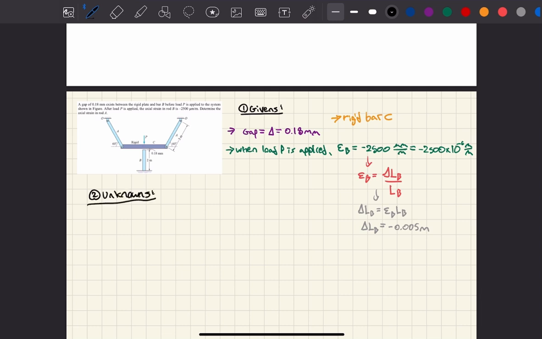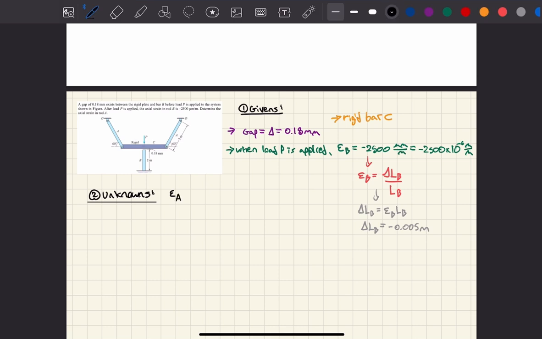What the question wants us to find is the axial strain in rod A. Since their bases are symmetrical and they're equal, it's going to be the same for both rods. So we can just find it on one side, and then that will be enough, right?